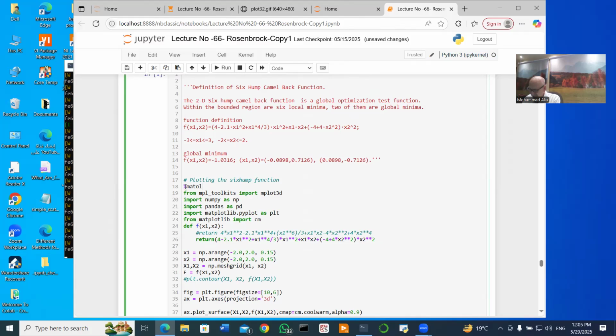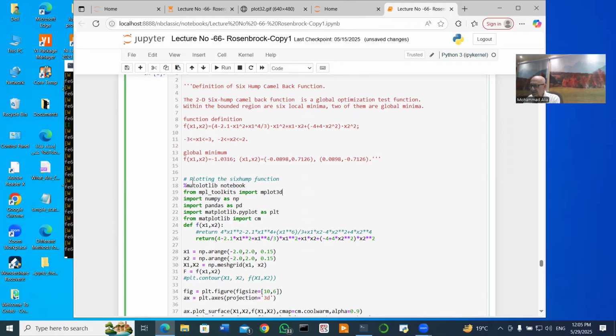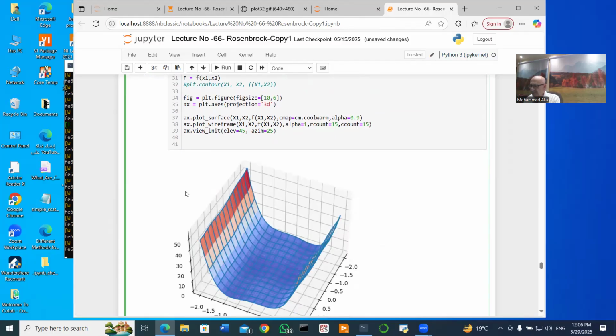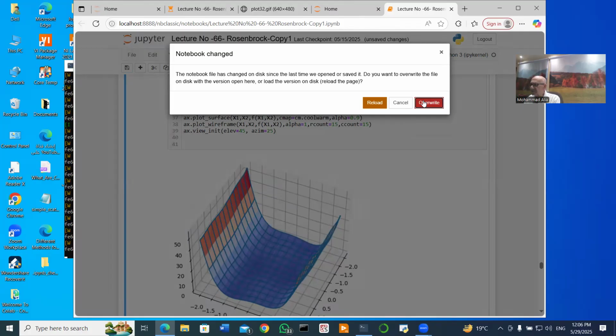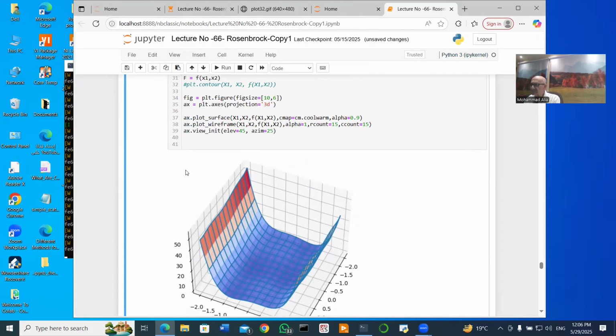%matplotlib notebook. This allows you, if you run it newly, to rotate the figure as you want. Let us try maybe another time. Overwrite. Run it newly.